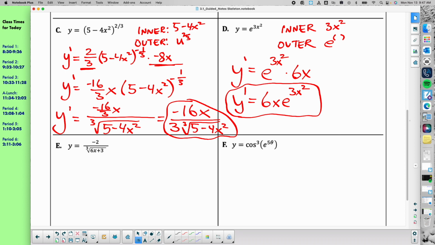Okay, good. How about we skip E? Because E is not terribly different than C or A. Or am I wrong on that? So E needs to be rewritten before you do the problem. Maybe I'll help you with that part. You need to rewrite it as -2 times 6x plus 3 to the -1/3. And that's what you would do the derivative from.